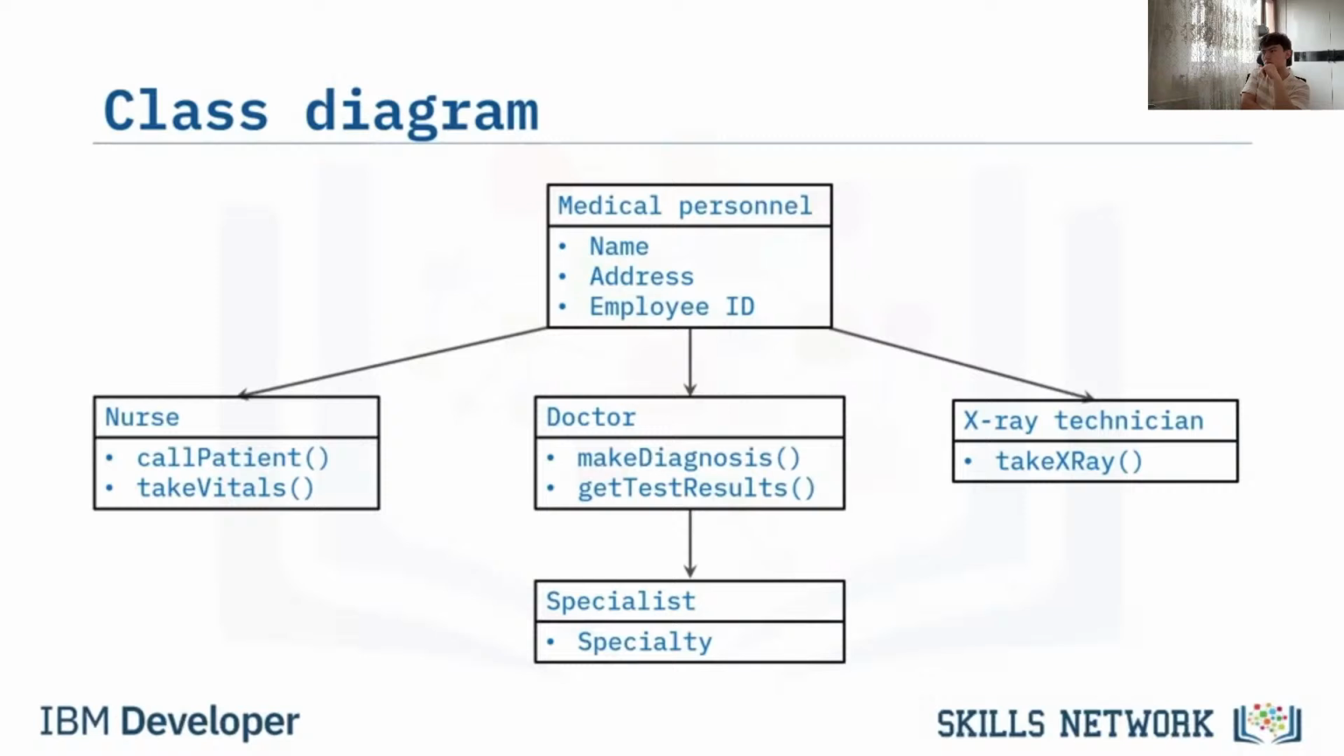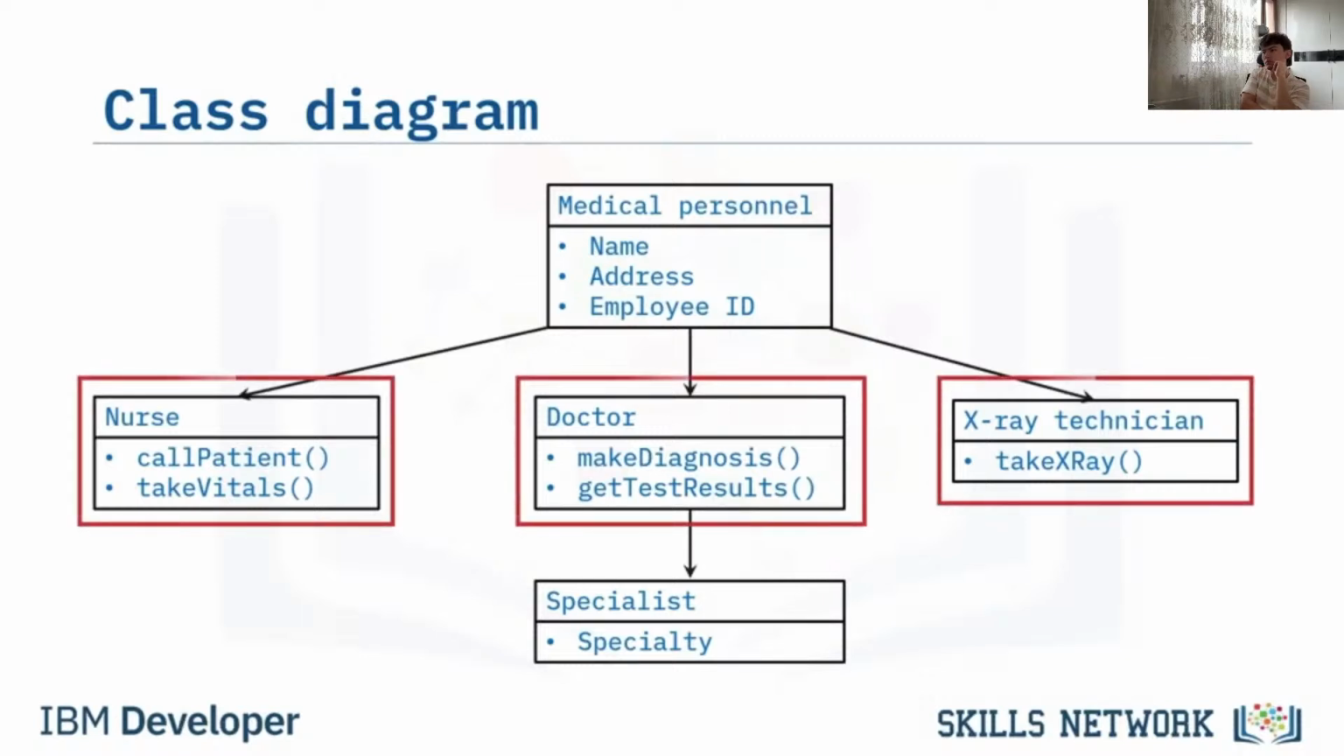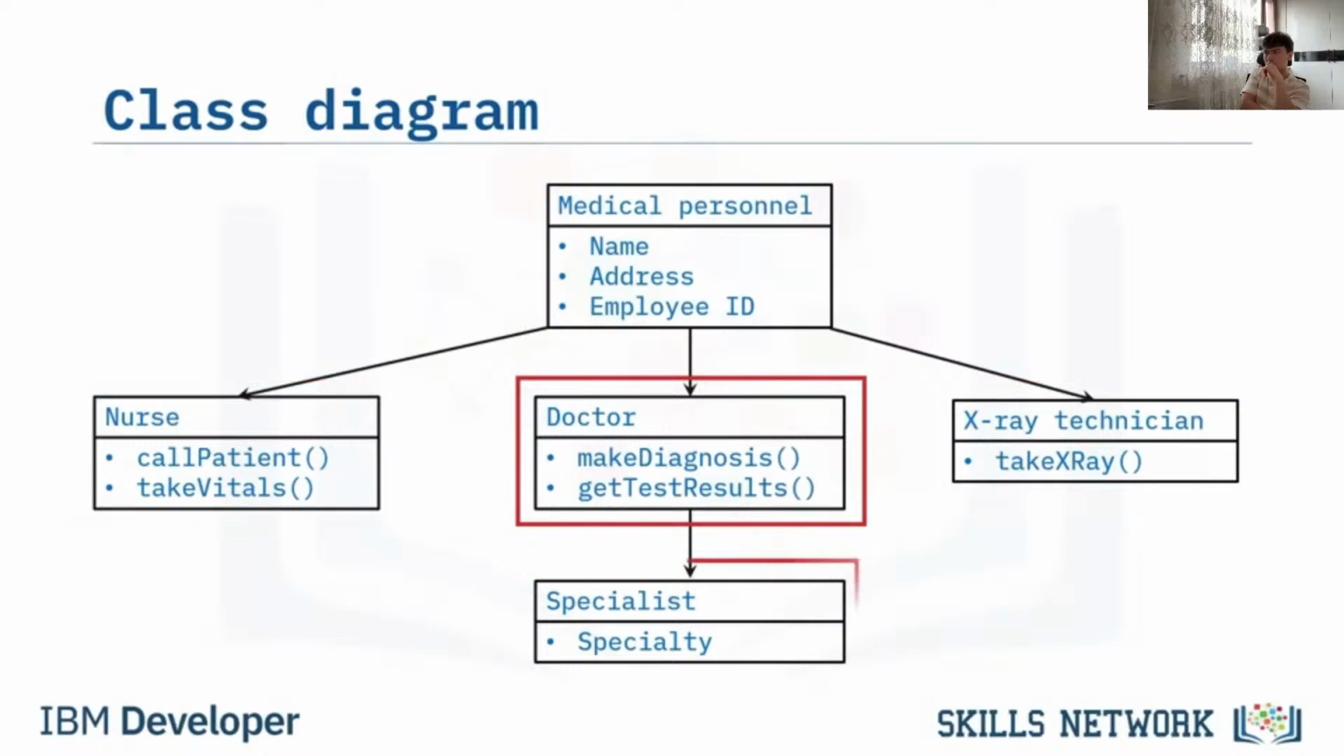In this diagram, the nurse, doctor, and technician classes are subclasses of medical personnel, and the specialist class is a subclass of the doctor class. This means that doctors can do anything medical personnel can do, and specialists can do anything a doctor can do.